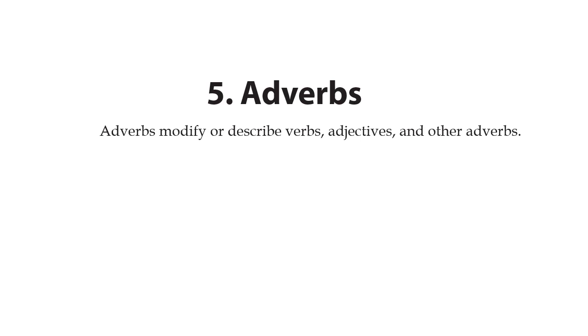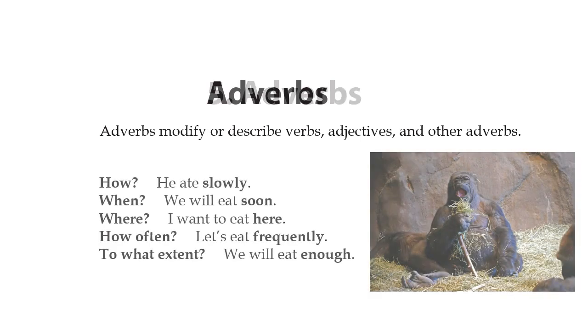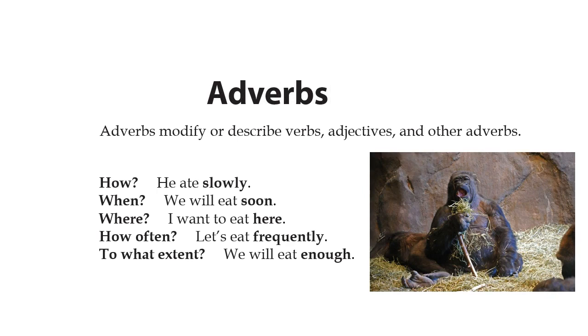Number 5, adverbs. Adverbs modify or describe verbs and adjectives and other verbs. So they function kind of like adjectives, but they're doing that same modification work with verbs, adjectives, and other adverbs. So adverbs answer these questions: how, when, where, how often, to what extent. So how, he ate slowly. When, soon. Where, we want to eat here. How often, let's eat frequently. To what extent, we will eat enough. It's not a foolproof way of detecting adverbs, but adverbs will often end in ly.